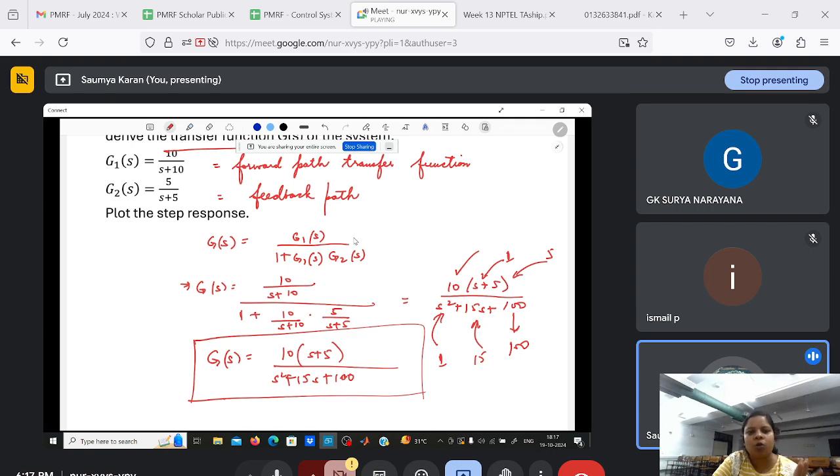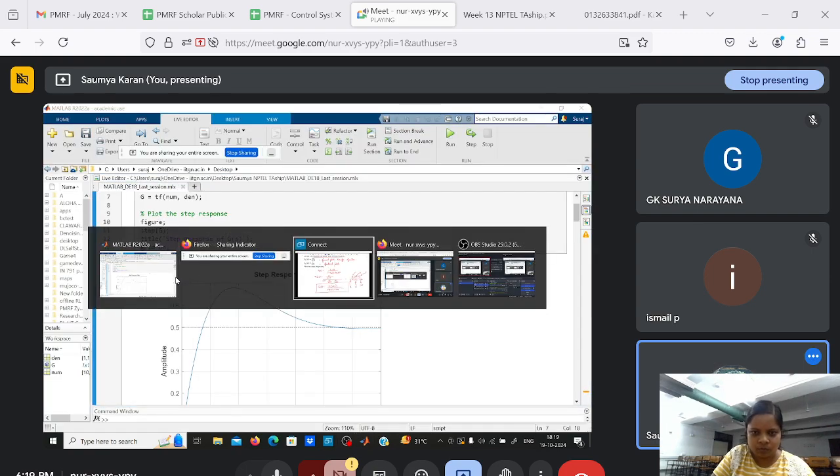So this is a very simple code to get the step response for any transfer function. Okay. I hope this makes sense. Please remember the command step and TF. That was it for from here. Now we'll move to the next question. Okay.